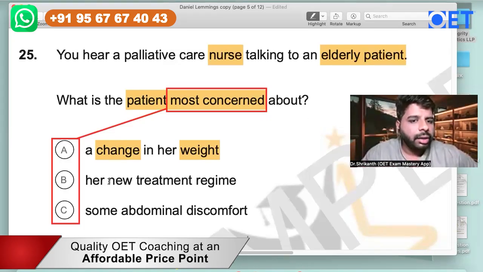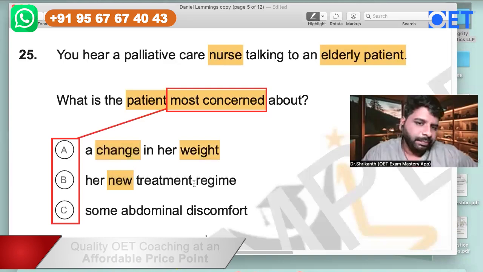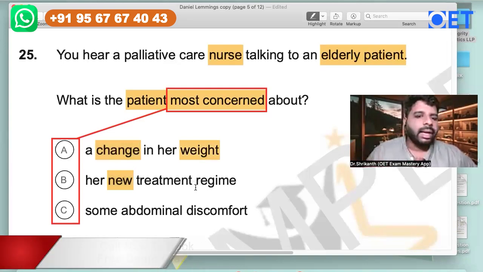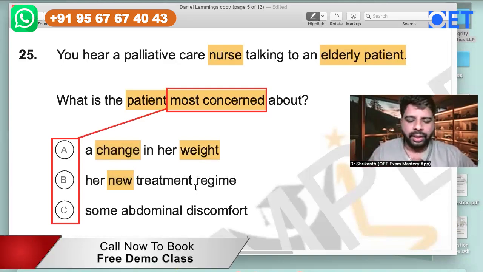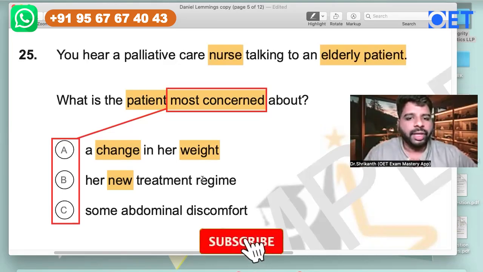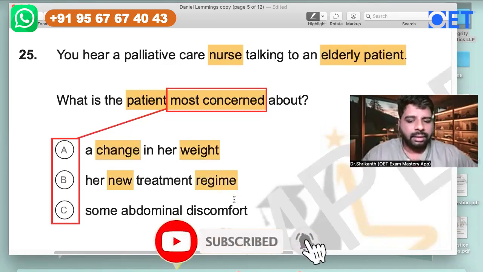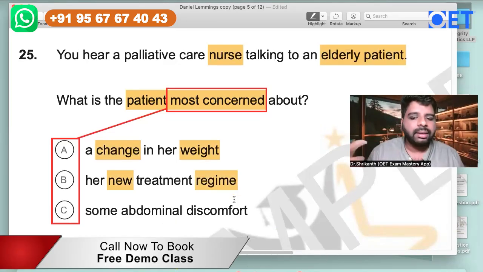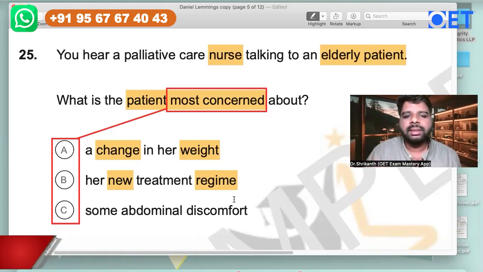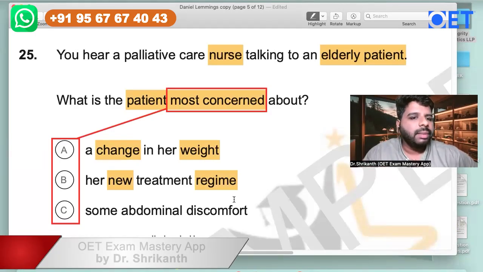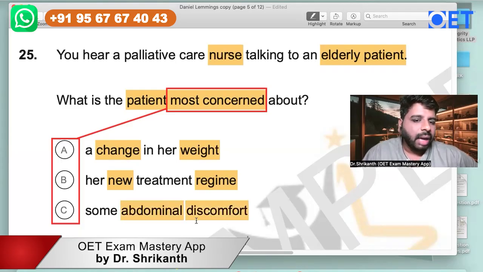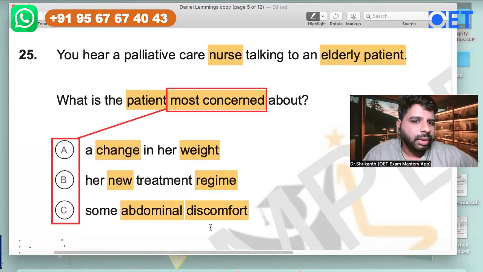Second one, her new treatment regime. That is, her treatment has been revised. A new medication is coming in, a new treatment protocol is coming in, and she is not familiar with it. That is really scaring her, and this is what is concerning the patient. Third one is some abdominal discomfort. So she is having abdominal discomfort, and that is concerning her.